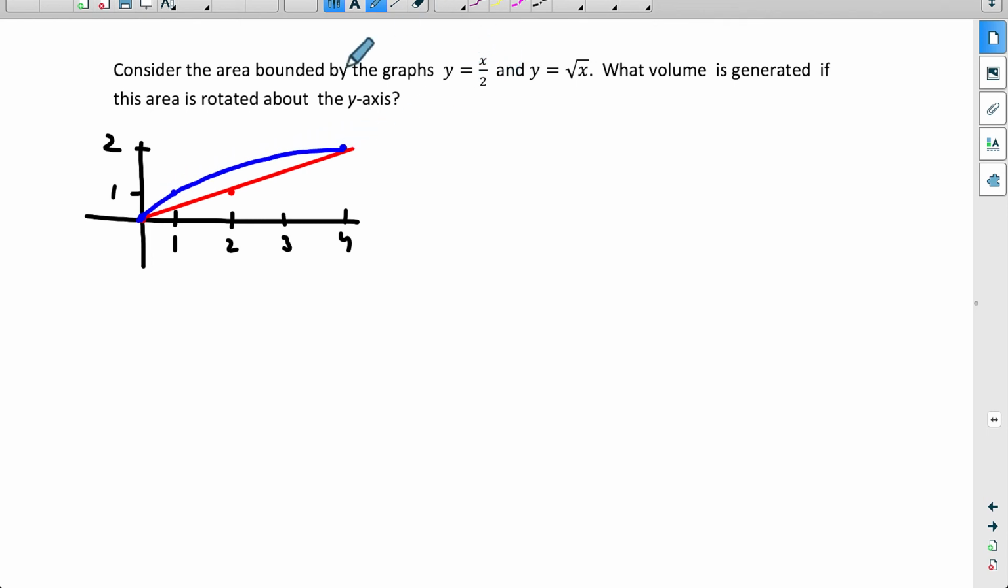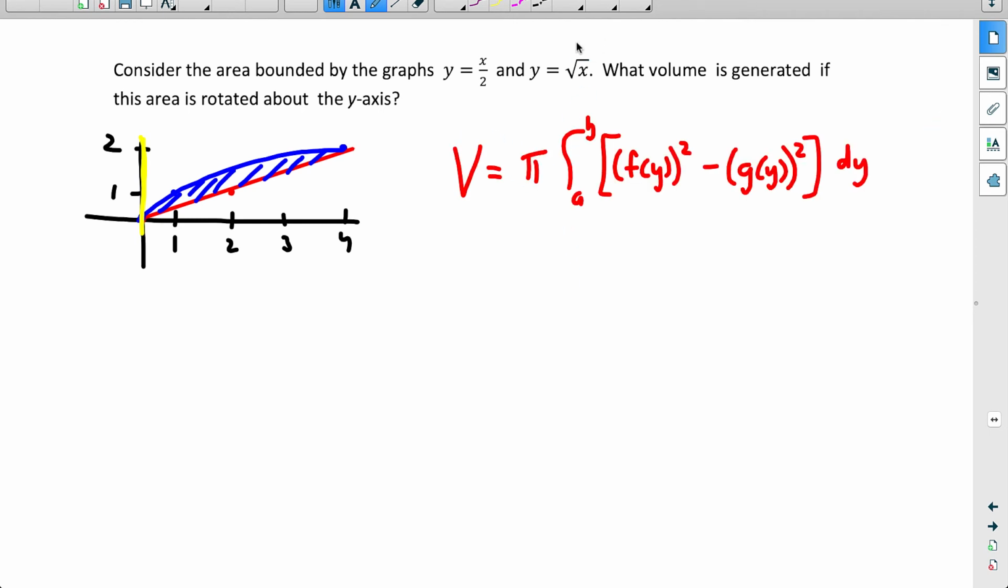And what we're interested in, of course, is this area in here. And where we're rotating it is over the y-axis. This is the axis of rotation this time. Okay, so I'll write down that second formula that I wrote on the first page, and away we go. Volume equals pi.